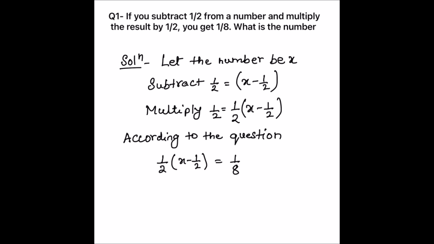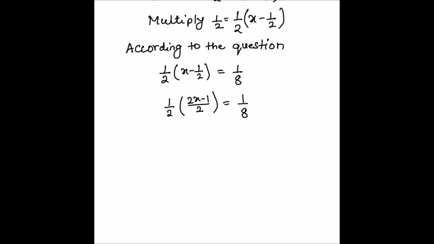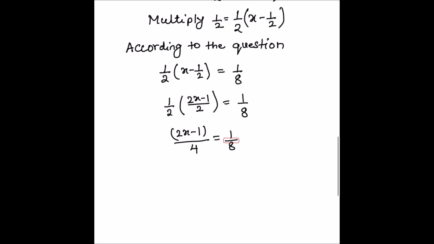So let's solve this equation. So this will be half. Let's solve the bracket first. So that's 2 LCM, and that's 2 times x is 2x minus 1 upon 2 equals 1 upon 8. Further solving, this will be 2x minus 1 upon 4 equals 1 upon 8. Now we'll leave this x term here because we need to find the value of x and transpose all the terms to the right hand side.